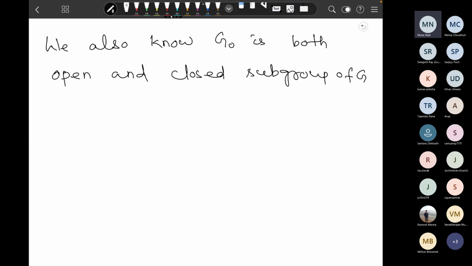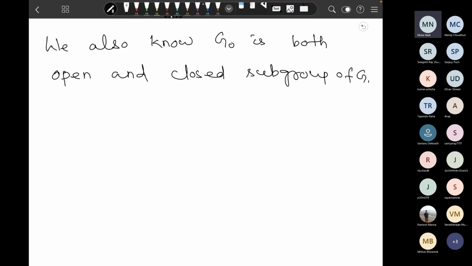It may not be true for any so-called topological group. For instance, take Q. What is the connected component of identity? This is just 0, so that is not really open. So this is not really true.